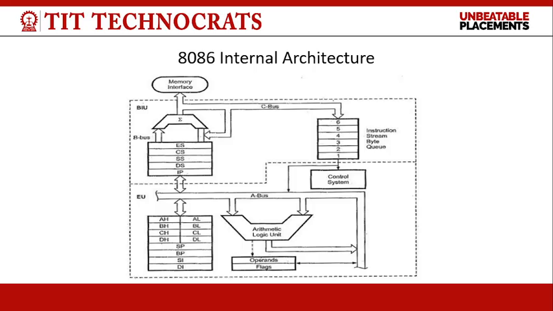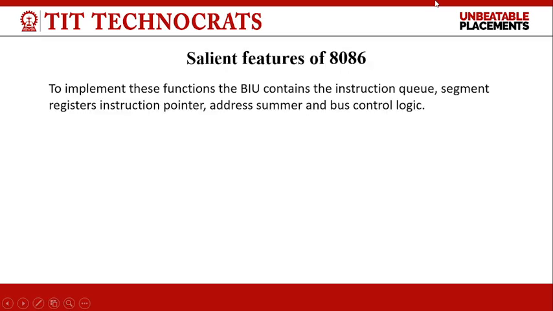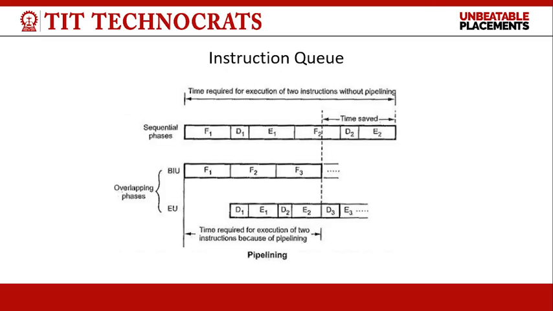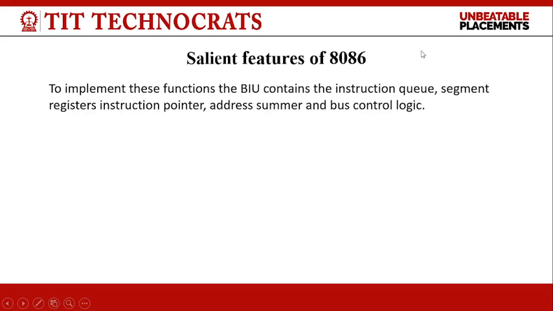With the help of the queue, it is possible to fetch the next instruction when the current instruction is in execution. This is called pipelining. Fetching the next instruction while the current instruction is executed is called pipelining. And this instruction queue supports the pipelining architecture of the 8086 microprocessor. Here, this is the pipelining structure of the instruction queue.